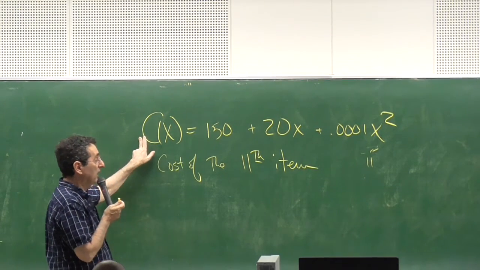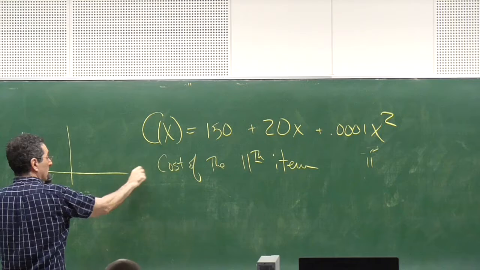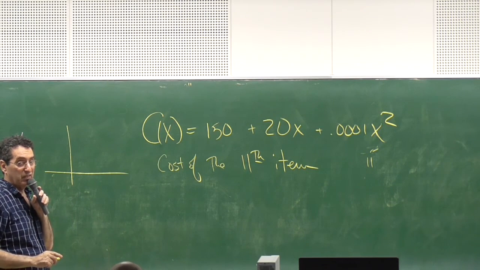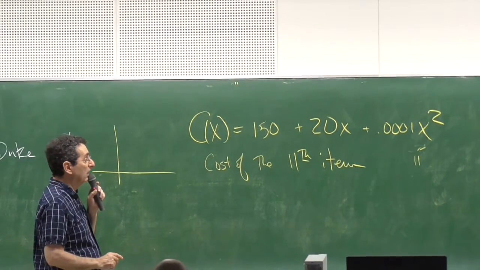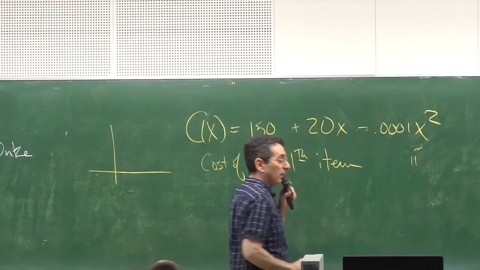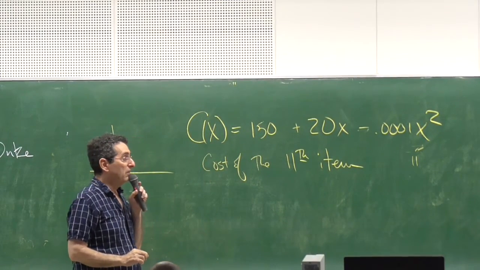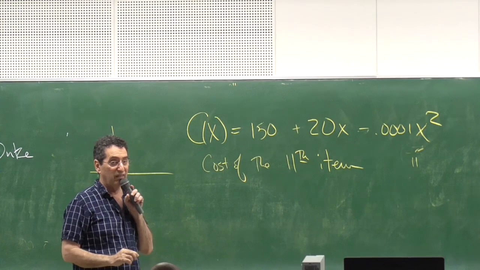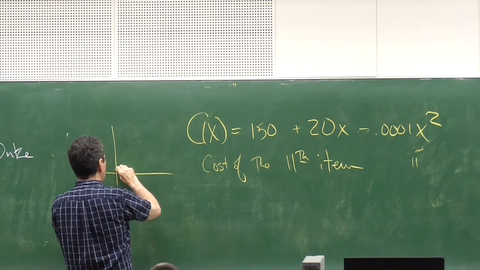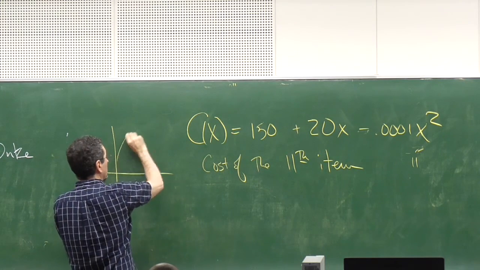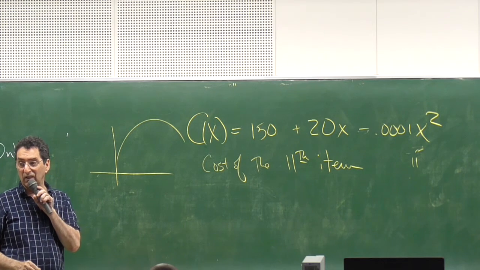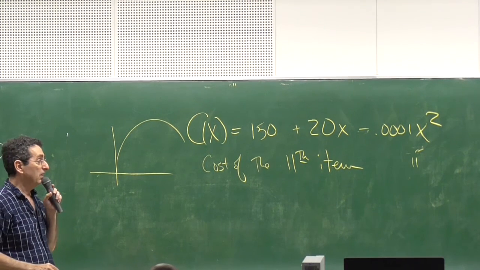Now you can see already that this cost function is not linear because there's an x squared there. The total cost function is not linear, right? Now, did I forget a minus sign? Yeah. So the coefficient of the x squared is negative, right? So that means it's going to look something like this. Like an inverted parabola. Okay, because the coefficient is negative.